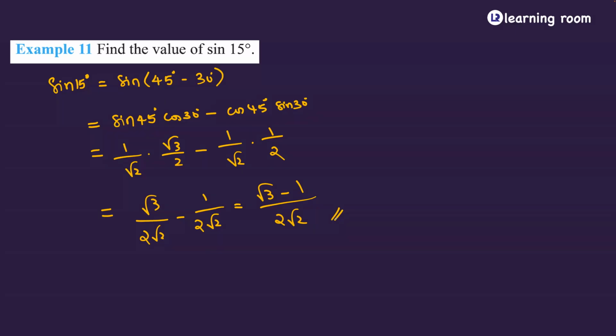Understood? The very first identity which I showed you in 3.3. Got it? So make a note of this. Or if you want, you can write it as 60 minus 45 also. It will give you the same answer. You can try and see.